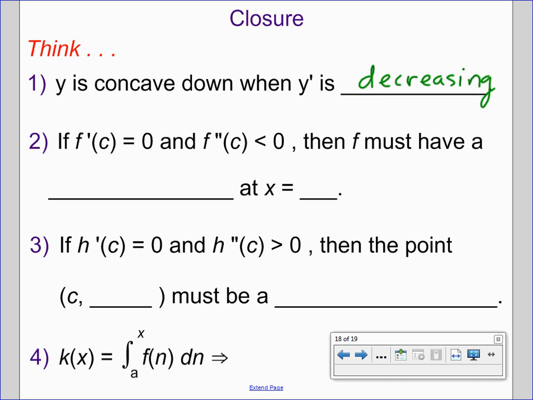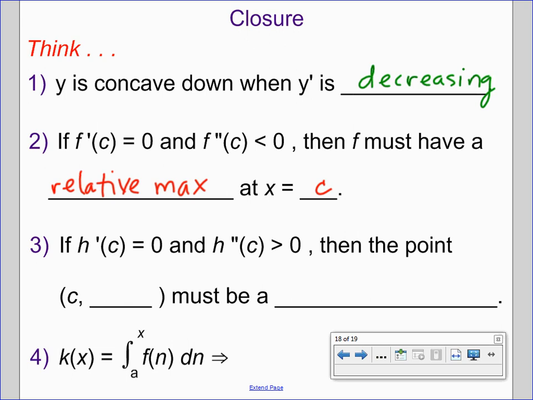Next one, you guys. If f prime of c equals 0 and f double prime is negative, then f must have a blank at x equals blank. Grace? Relative maximum at x equals c. Raise your hand if you have relative max or local max. Good. This indicates horizontal tangent but concave down behavior must indicate the top of a hill, the top of a peak. And so that would be a relative maximum.